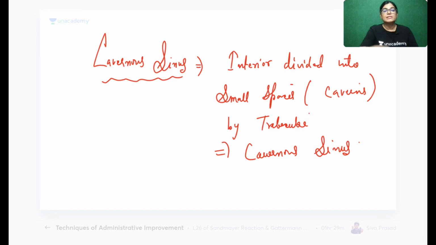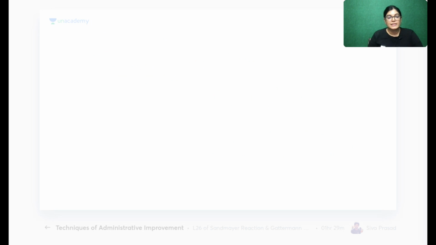Now, as I told you, what is the reason for the formation of the cavernous sinus? It is formed by the splitting of two layers of dura mater, that is the endosteal layer and the meningeal layer. So yes, the reason for the formation of the cavernous sinus is the splitting of two layers.